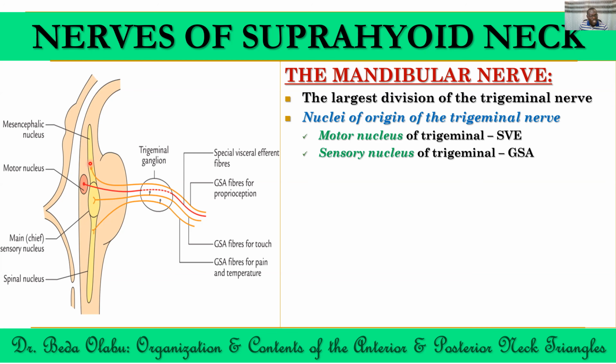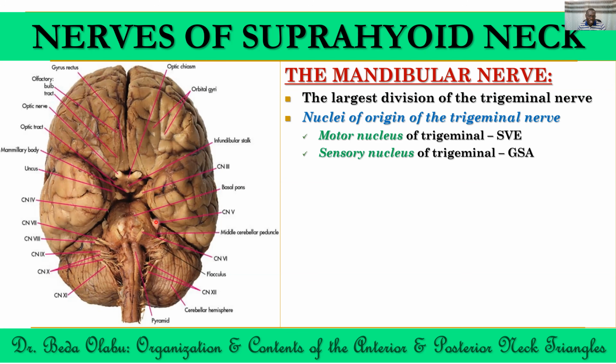So the mesencephalic nucleus of trigeminal contains cell bodies of first order sensory neurons. That's quite unique about the mesencephalic nucleus of trigeminal compared to the other sensory nuclei of trigeminal. Perhaps it is the only sensory nucleus that contains the cell bodies of first order neurons in the whole central nervous system. Anyway, these are the nuclei of origin of trigeminal, and so the mandibular nerve is within that particular discussion.